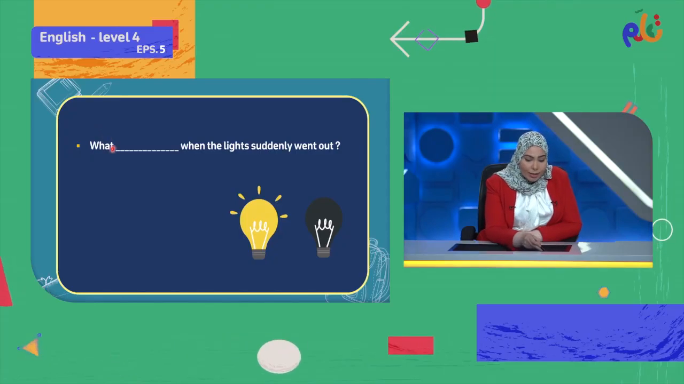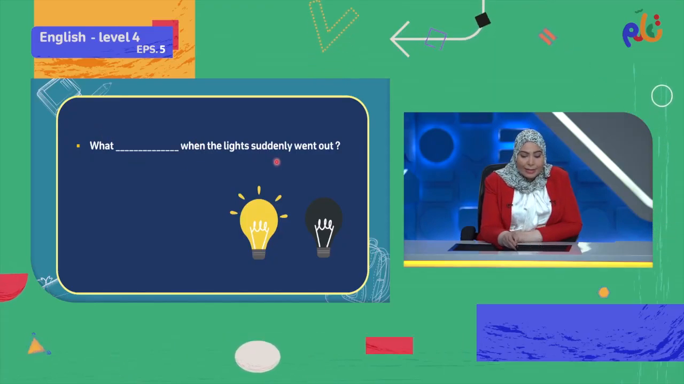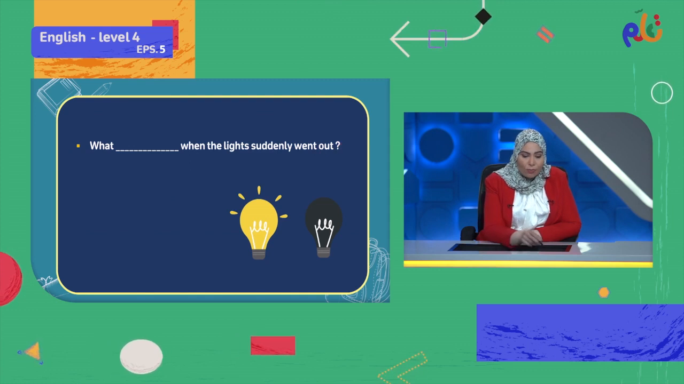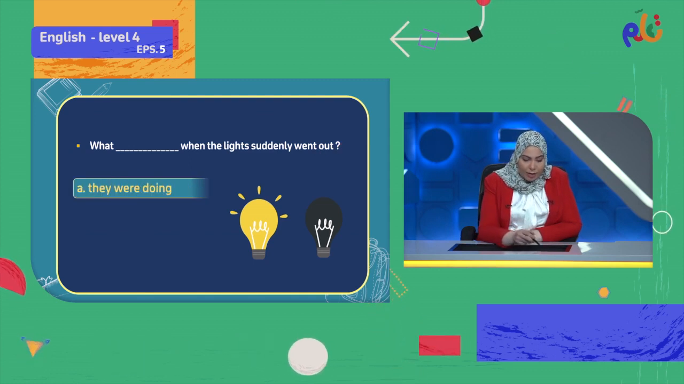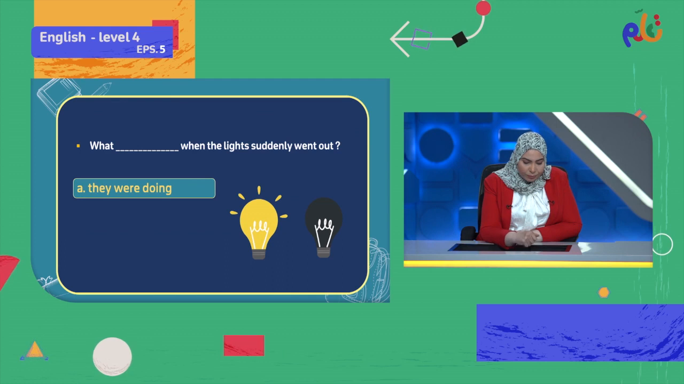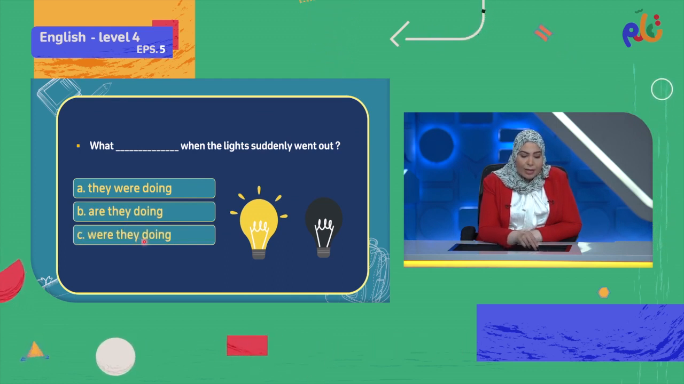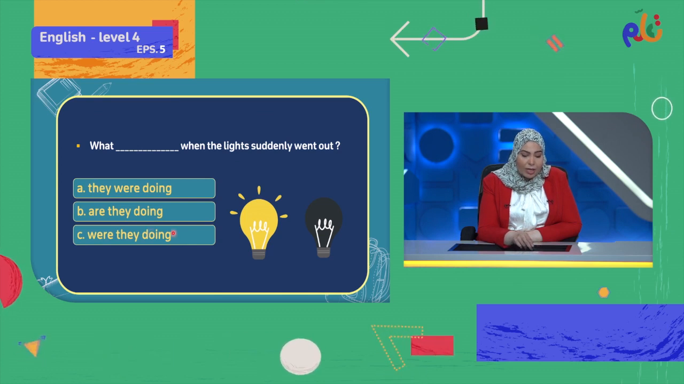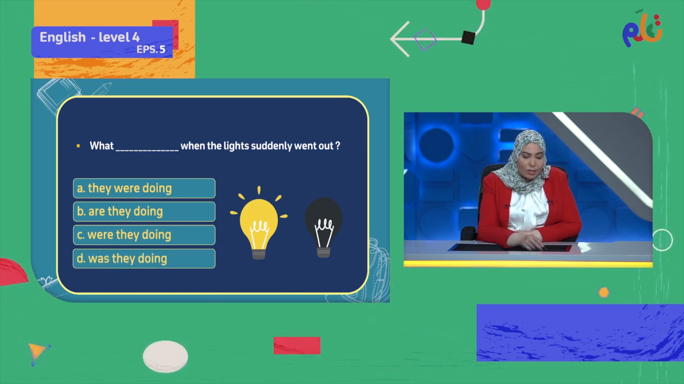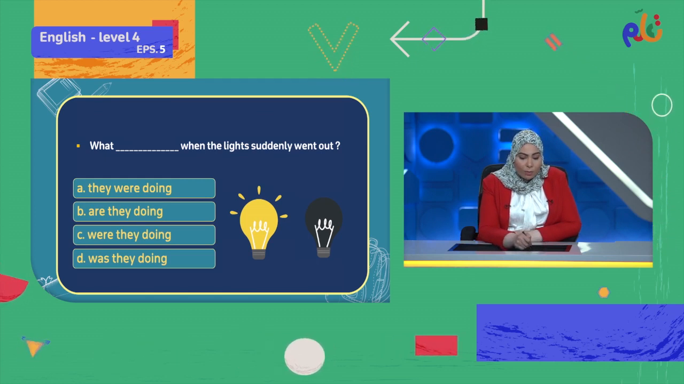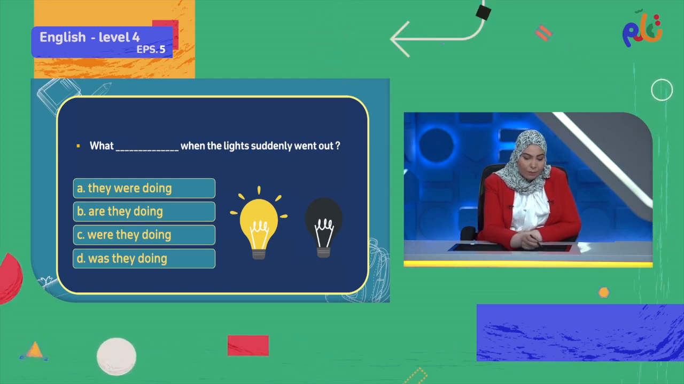Let's look at the question form now. What when the lights suddenly went out? What they were doing? Are they doing? What were they doing? And what was they doing? Okay, let's look at all the options and see which one would work.